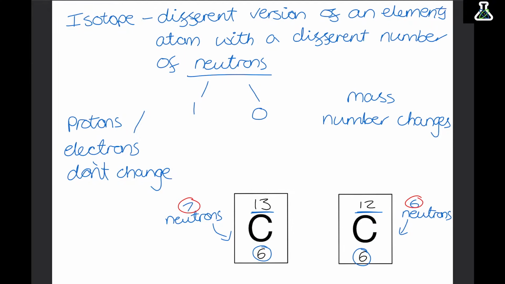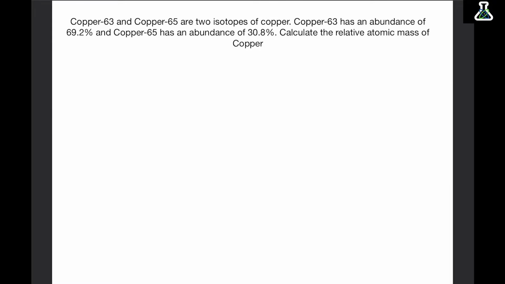So if all elements have different isotopes, how do we know what number to put on the periodic table? We can't have two versions of carbon on it. This is where relative atomic mass comes in. And relative atomic mass is an average of all of the isotopes of the element.